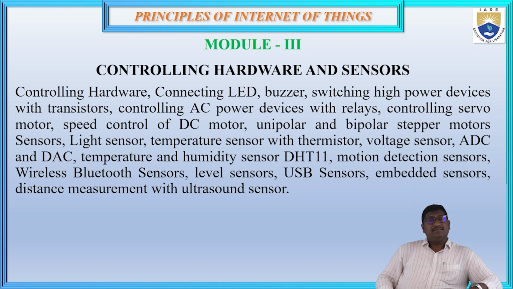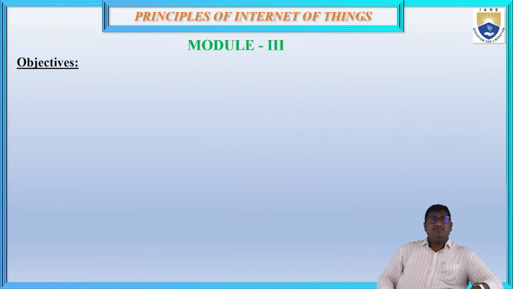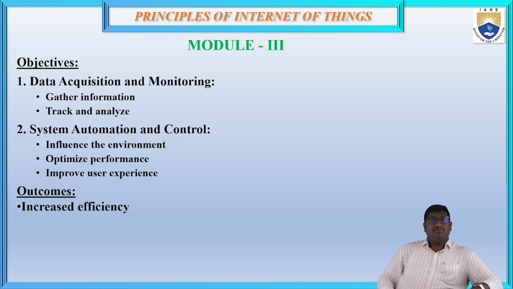This is the module which is going to discuss different kinds of hardware and different kinds of sensors which are stated on the screen, such as controlling hardware, connecting LEDs and buzzers, switching high power devices, speed control of AC and DC motors, unipolar and bipolar steppers, light sensors, temperature sensors, humidity sensors, DHT sensor, motion detection sensor, wireless Bluetooth sensor, level sensors, USB sensors, etc.